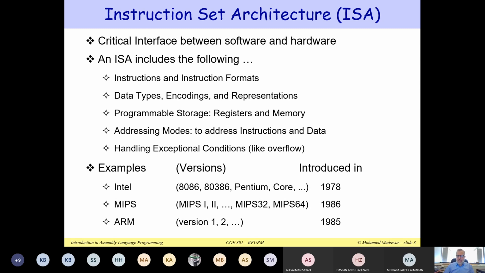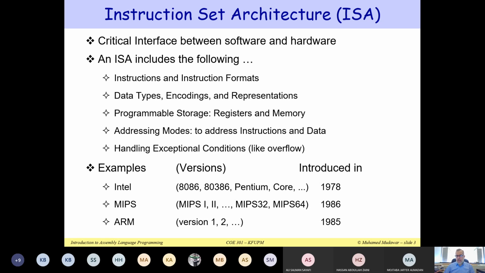The architecture defines the programmable storage, the registers that can be used by the programmer, and they are accessed directly by the instructions, and the memory, which can also be accessed by specific instructions that are defined in the architecture. The addressing modes, how to address instructions and data in memory, and how to handle exceptions like overflow and other types of exceptions. So all of these are defined by the instruction set architecture.